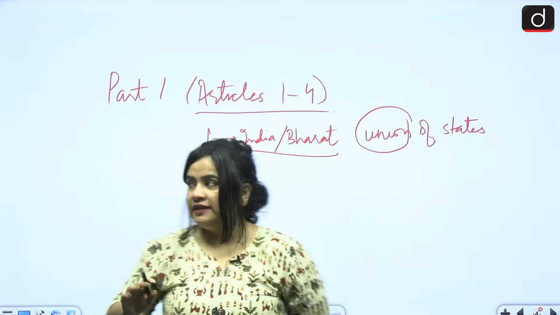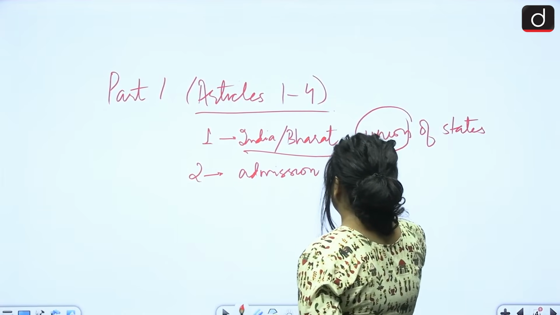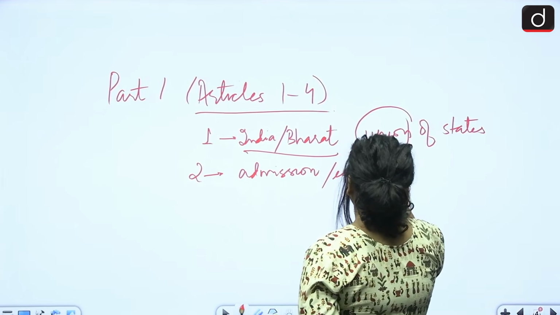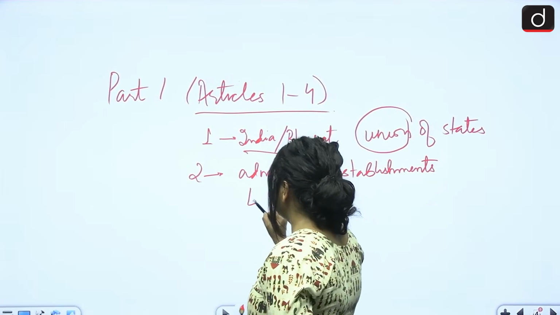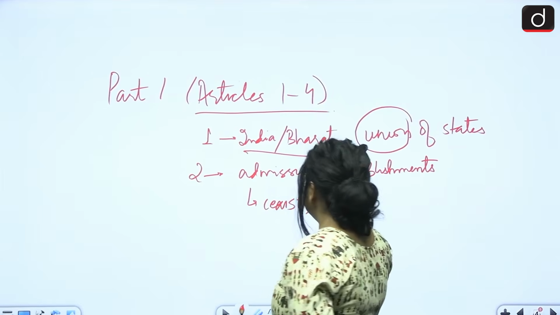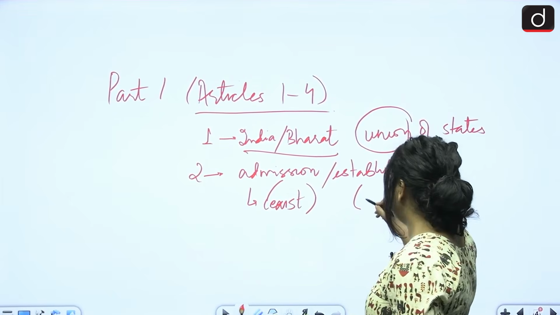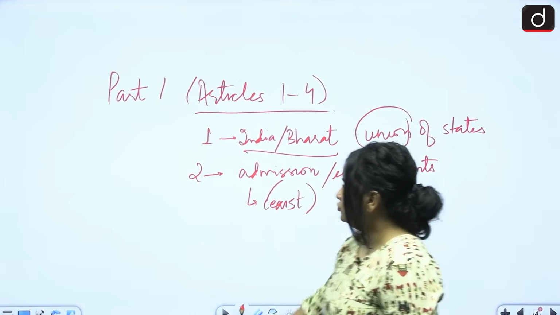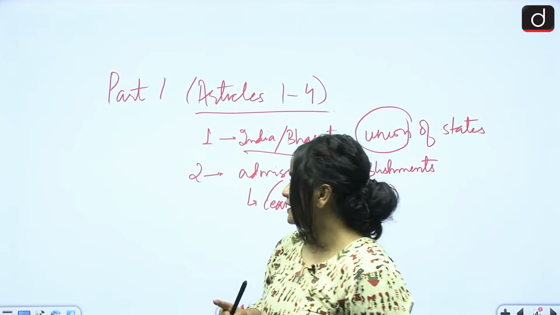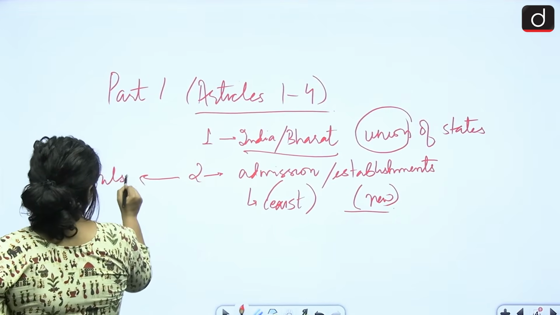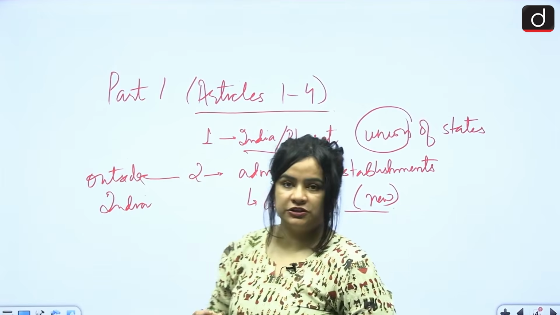Article 2 talks about the admission or establishment of new states within the Union of India. Admission means incorporating something that is already existent. Establishment means creating new states, territories, etc. Now, Article 2 is talking about those territories that are not already a part of the Union of India, that are external to or outside the Union of India. Hence, we are talking about admission, incorporation, right?